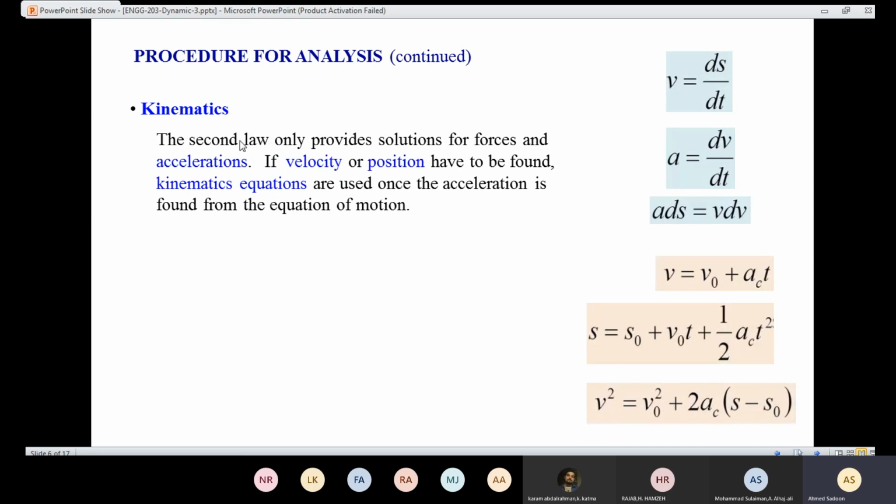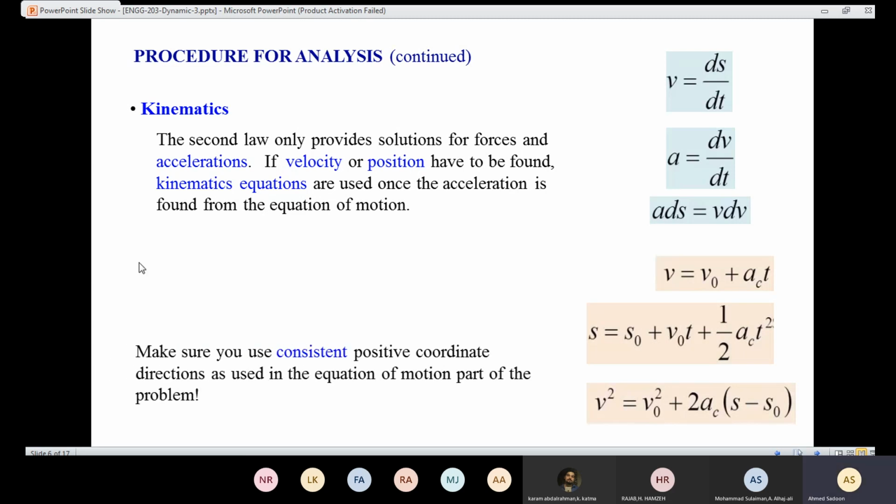And we have a lecture about that, how to use those equations. So we know that the second law only provides a solution for the forces and the acceleration. If the velocity or the position have to be found, then we need to use the kinematics equations in order to determine the velocity or the position. Make sure that you have consistent positive coordinates. Remember the positive coordinate direction when you are going to use the equation of the equilibrium.